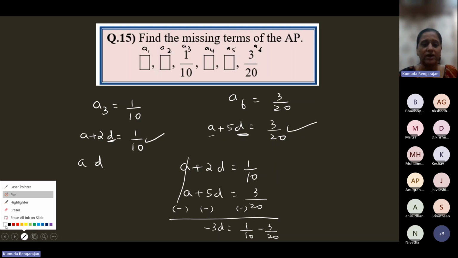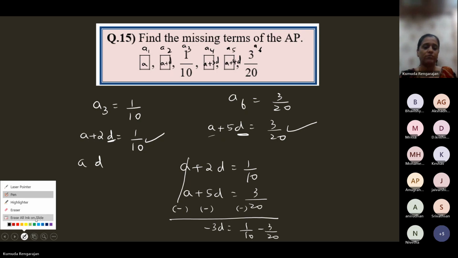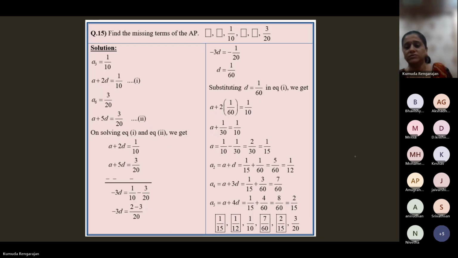Because what's the first term? A itself. The second term is a plus d. The third term is a plus 2d. The fourth term is a plus 3d. A plus 4d. So a is the first term. A plus d, when you work a plus d, you will get the second term. A plus 3d, you will get the fourth term. And a plus 4d will give you the fifth term. Yeah, please work.